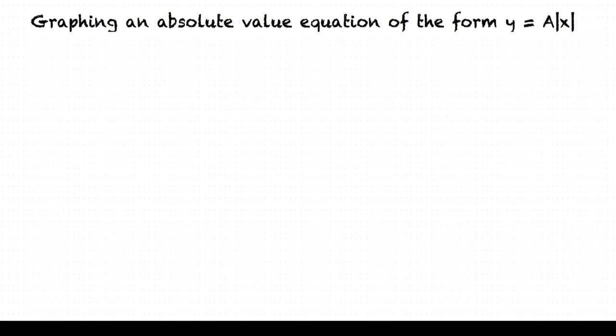This video will cover the topic, graphing an absolute value equation of the form y equals a times the absolute value of x. To graph an absolute value function of the form y equals a times the absolute value of x, first we plot the vertex, and then we plot a point on either side of the vertex. Finally, we draw two rays originating at the vertex and passing through the points on either side of the vertex.